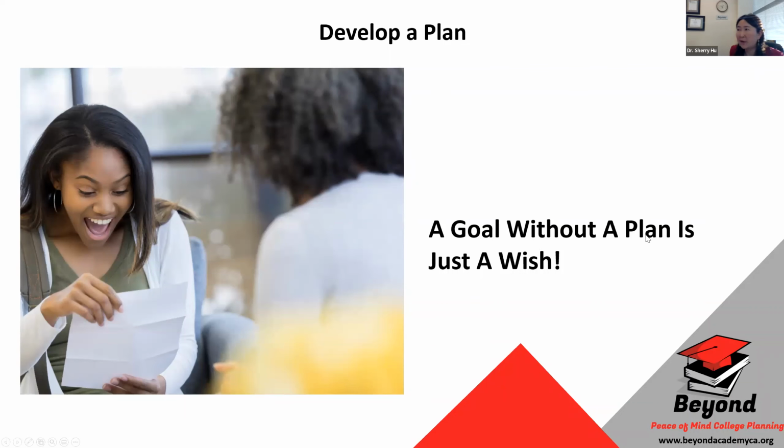A goal without a plan is just a wish. And I know most families want to help their children get into the dream college, and they also want to have a funding plan so they don't have to jeopardize their retirement. So the goal is the easy part. Executing on the goal is the hard part. And this is where we can come in to help.